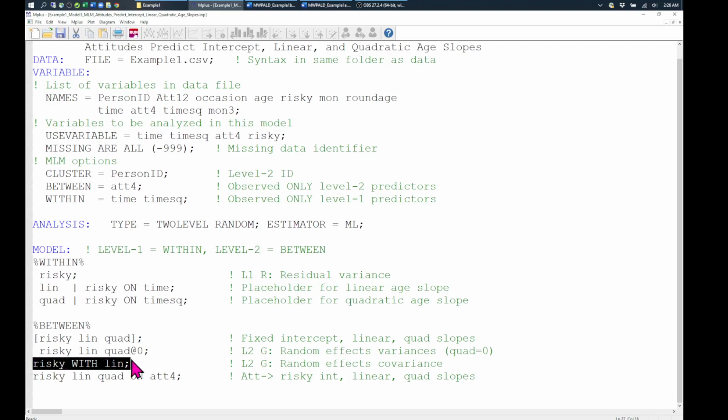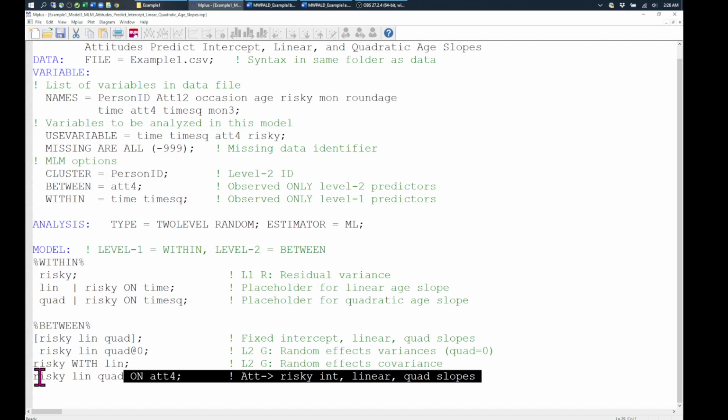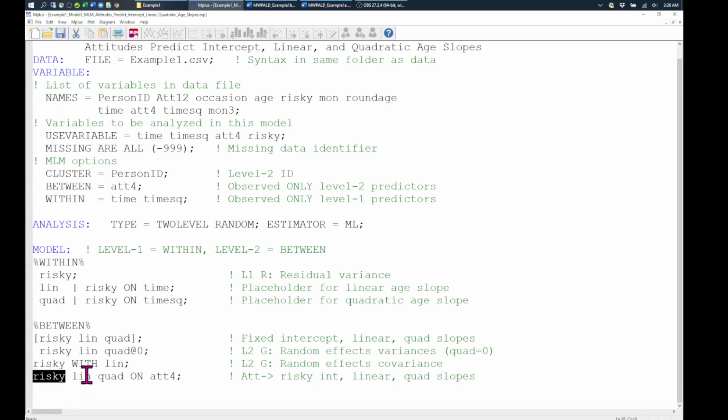You do not get covariances among your random effects by default, so I need to add those. So I have risky with means a covariance. It's either a residual covariance or a regular covariance, depending on the context of what it is between. And then finally, on is defining a regression. So X in this case is the attitudes time-invariant predictor centered at 4, and it is predicting all 3 of my terms here: the intercept for risky, the linear age slope that's defined in the within model, and the quadratic age slope that's defined right here as well.